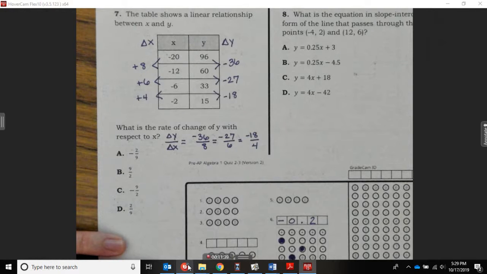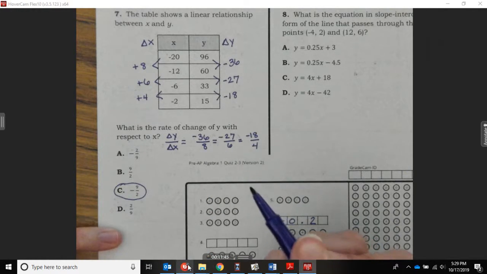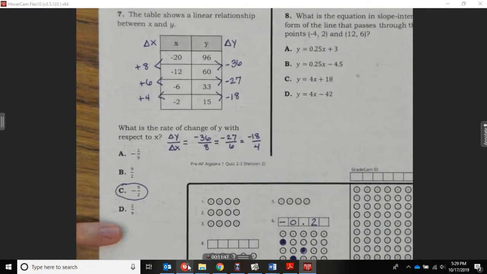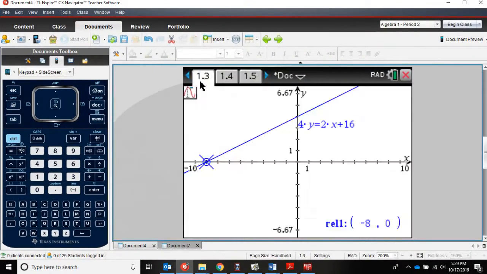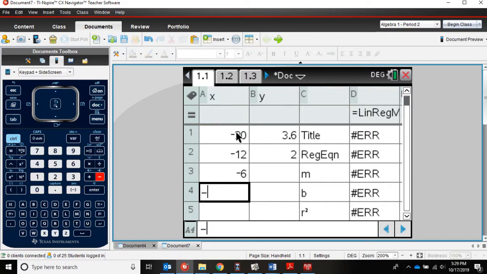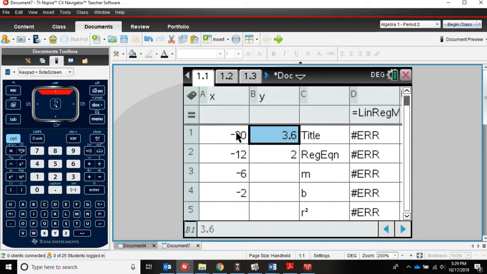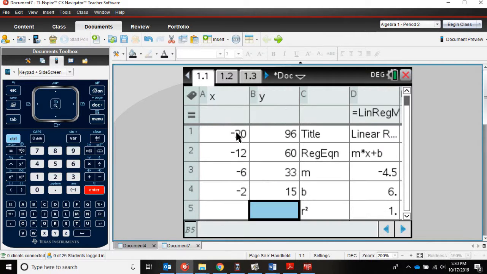So that was answer C on this paper. Your other option again would be to use list and spreadsheet. You put all of those points into the table. So here I have negative 20, negative 12, negative 6, negative 2, and it's telling me I have an error because I don't have the same amount of points. I have 96, and then 60, and 33, and then 15, and now it's telling me that my slope is negative 4.5.